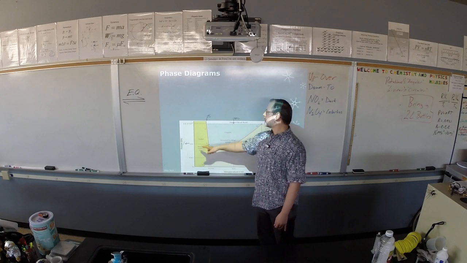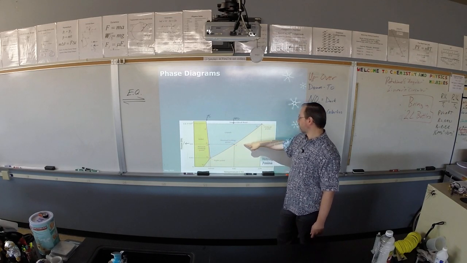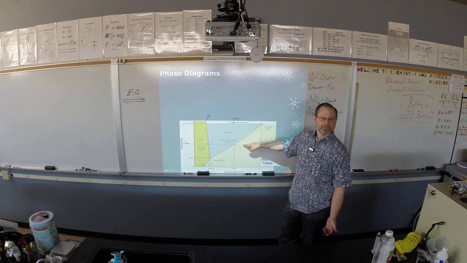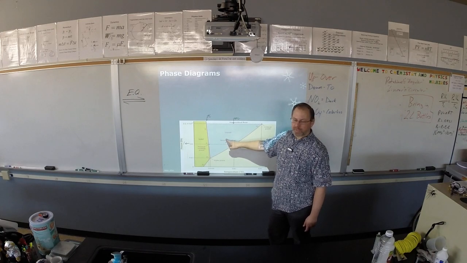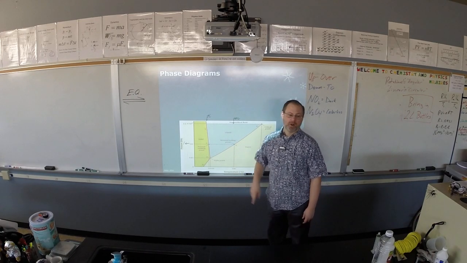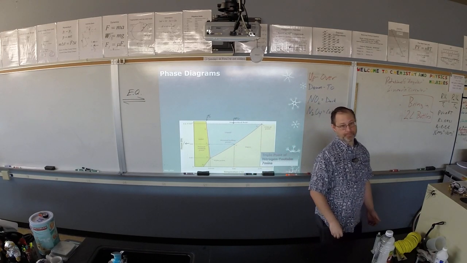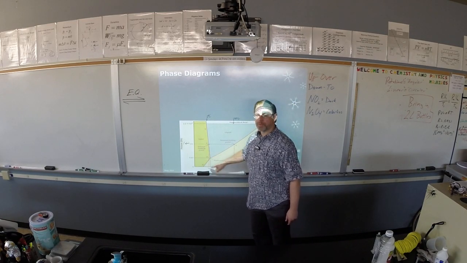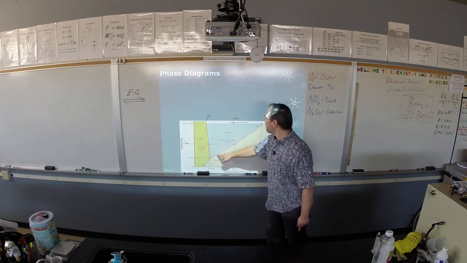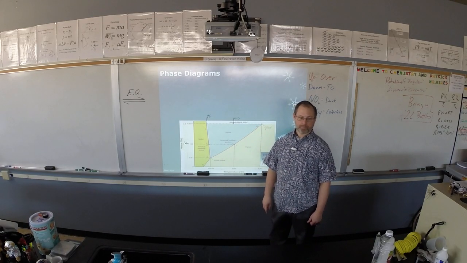What if you took that 1 atmosphere and you cranked the temperature up to 150 degrees Celsius? Oh, it's a gas. And what happens at 100 degrees Celsius? The liquid and the vapor are in equilibrium with each other. These are equilibrium lines. Any pressure-temperature combination that puts you on the line puts you in equilibrium.